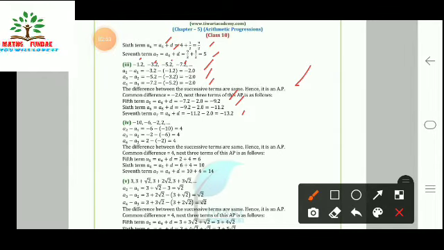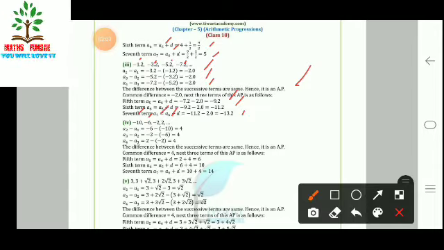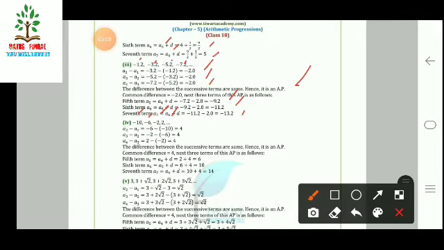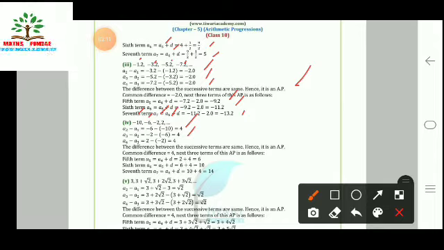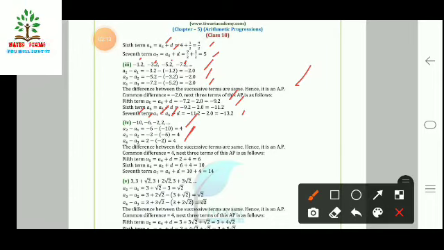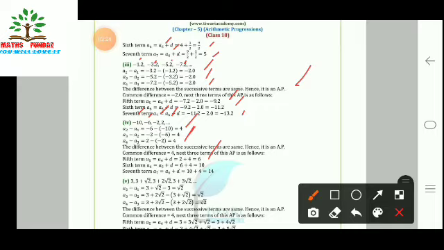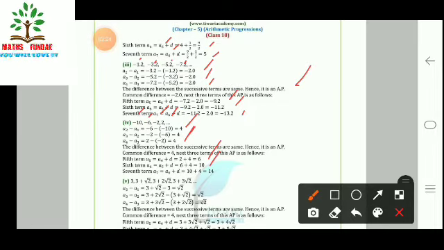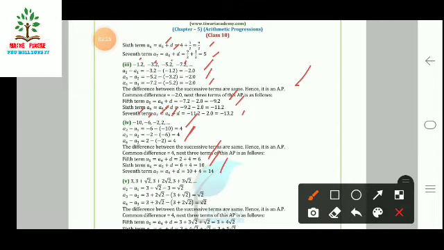In the fourth part they have given us minus 10, minus 6, minus 2, and 2. So if we find the difference, a2 minus a1 is equal to 4, a3 minus a2 is equal to 4, a4 minus a3 is equal to 4. Now the difference between the successive terms is the same, hence it is an AP. So common difference is 4. To find the next terms, the fifth term a5 is a4 plus d, that is 6. Then a6 is equal to a5 plus d, which is equal to 10, and the 7th term is equal to 14. So we have here all the terms.